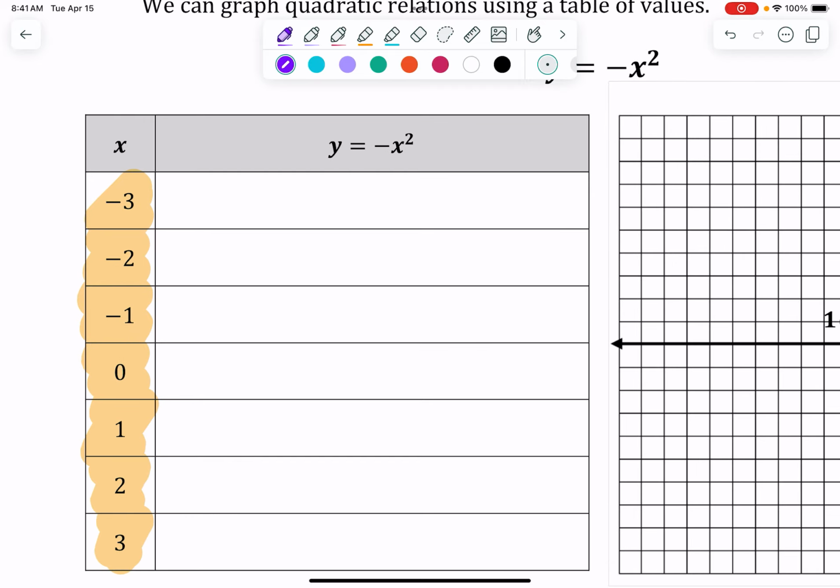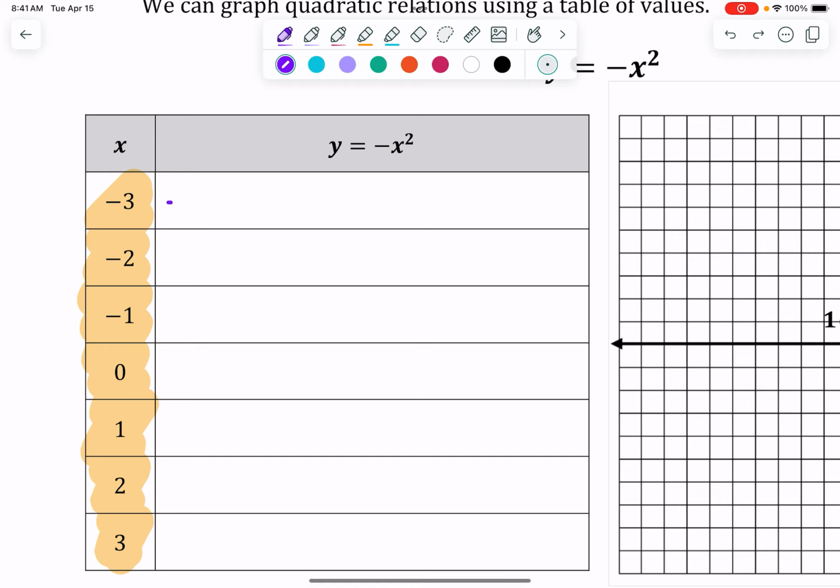So I have y is equal to negative x squared. The big thing that we need to consider is making sure that whatever we plug in for x, we plug in brackets so that we don't end up getting the wrong sign on our final answer. Whether we want it to be positive or negative, we'll find out. But if we don't plug things in brackets, we can get things mixed up a little bit.